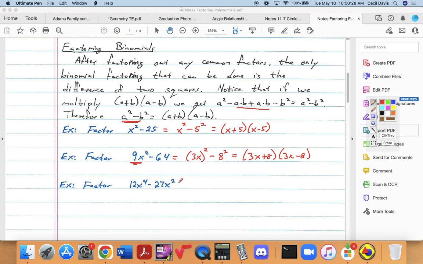All right, for this one, what do we need to do first? We can take out a 3. Yeah, we're going to factor out a 3. Sammy, can we take out 3x? Or no? Actually, we should take out a 3x squared. You always want to factor out the largest monomial that you can factor out. So this would be 4x squared minus 9.